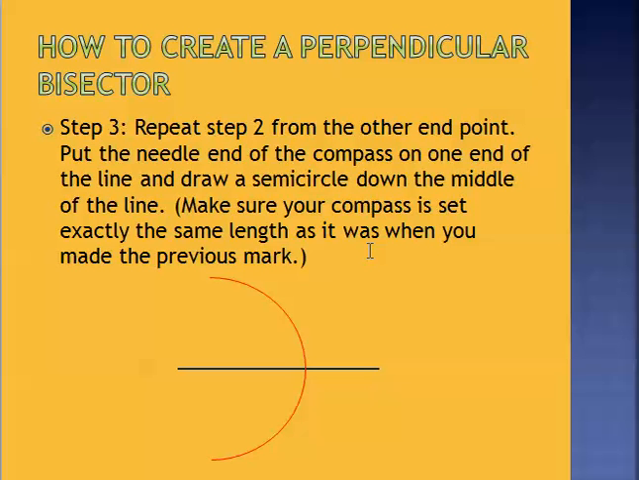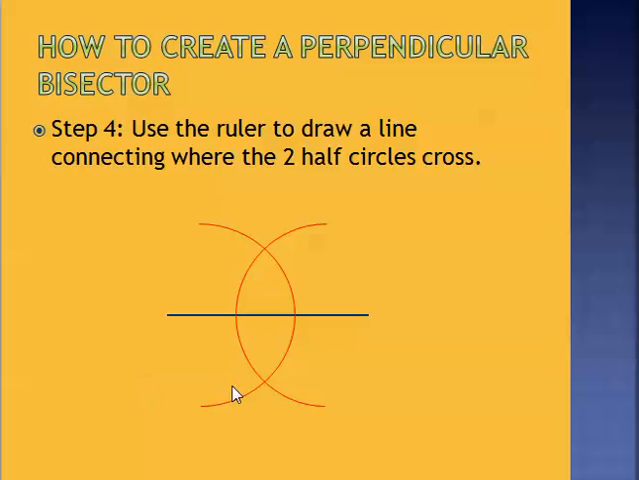So now you want to put the needle end of the compass on the other end of the line and draw another semicircle down the middle of your line. Again, you need to make sure your compass is set to the exact same length as when you made the previous mark. That's a very important step. Now, after drawing your two semicircles, your picture should look like this. You see here, your two semicircles are crossing in two points, one at the top above the line and one at the bottom below the line.